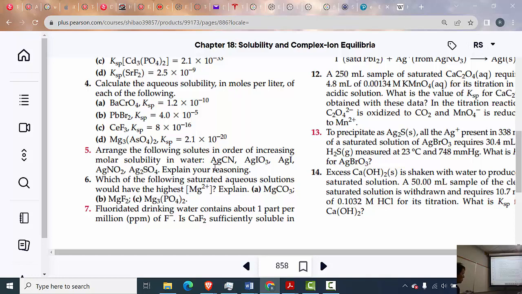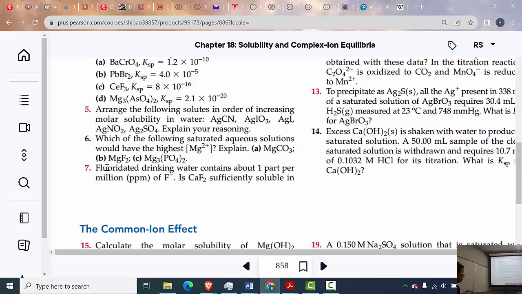For B, the concentration of magnesium is equal to the solubility. It's 1-to-1. However, for C, the concentration of magnesium is going to be 3 times the solubility. So we have to take the concentration of magnesium and multiply it by 3 if we're calculating it from the solubility. And so, little tricks you have to watch out for.